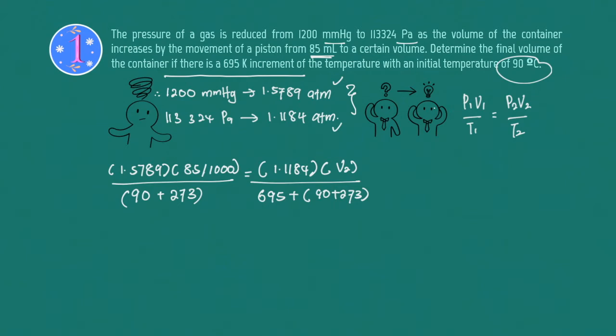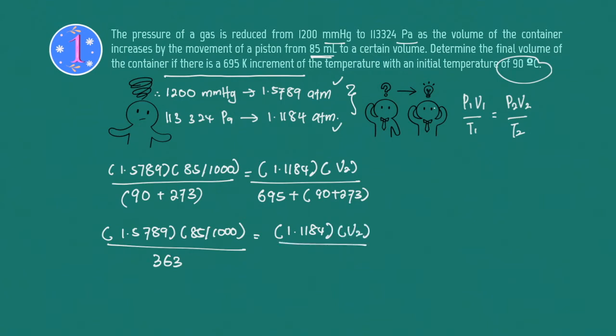From there, we can calculate the initial and the final temperature. So 1.5789 times 85 divided by 1000. The temperature is actually 363. On the other side is 1.1184 times your final volume that you want, and the final temperature is 1058 Kelvin. So now it is very easy for you to calculate your V2.